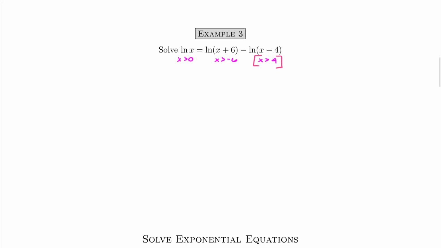And we can go ahead and start solving this using the techniques that we have. So first we have natural log of x equals, we go from subtraction to division, so we get x plus 6 over x minus 4. And again, for this statement to be true, the arguments have to be equal to one another. So we can just drop the natural logs at this point: x equals x plus 6 over x minus 4. Multiply both sides by x minus 4.